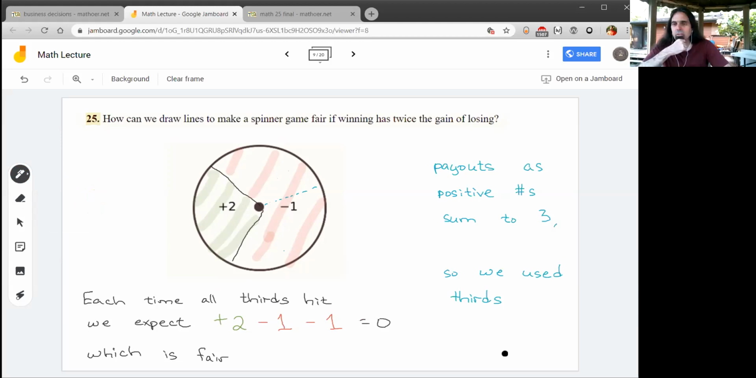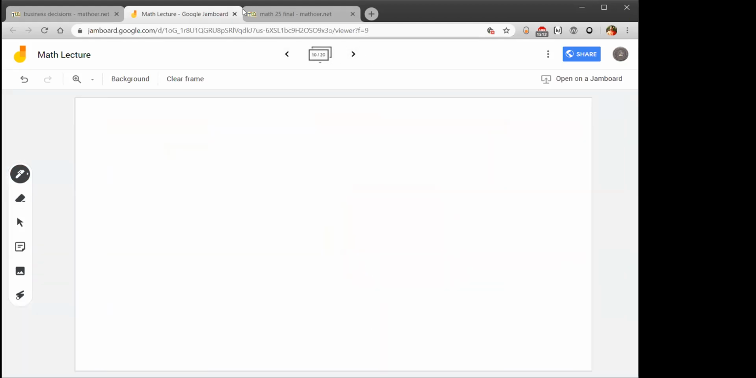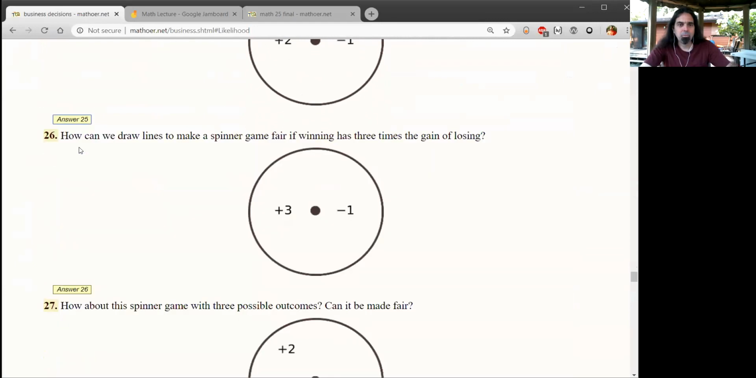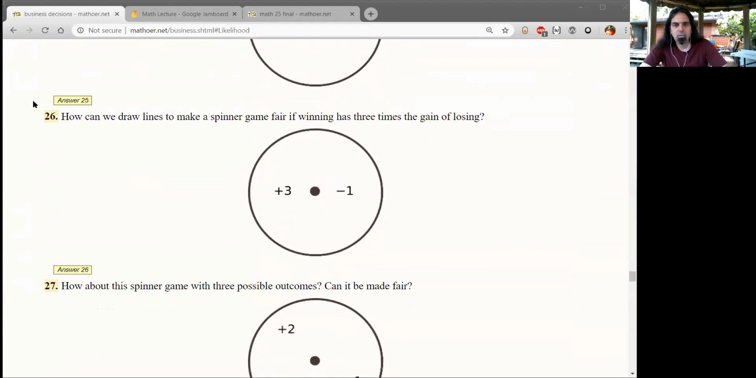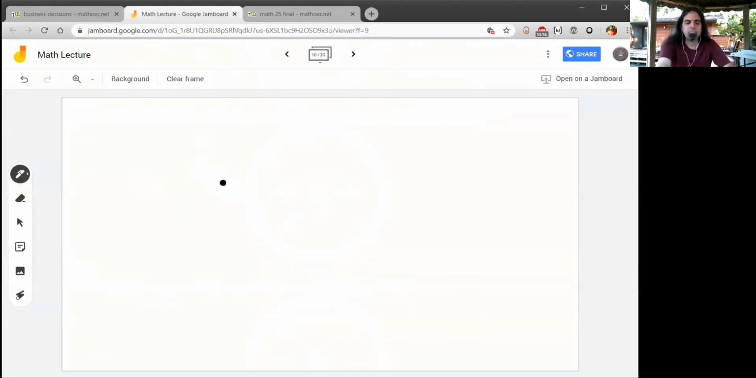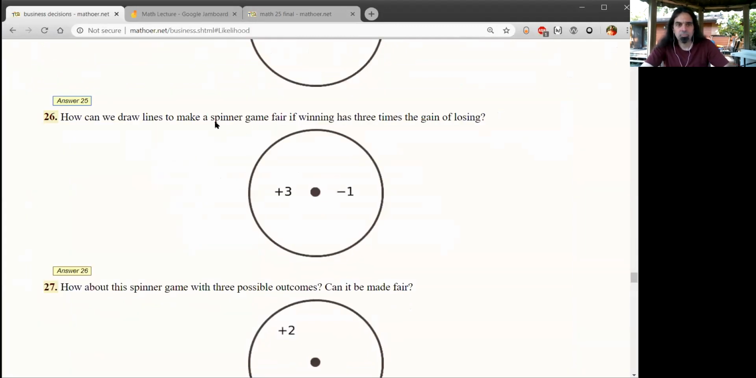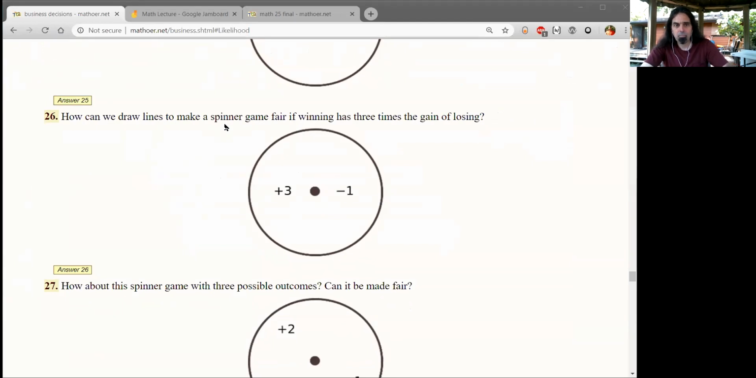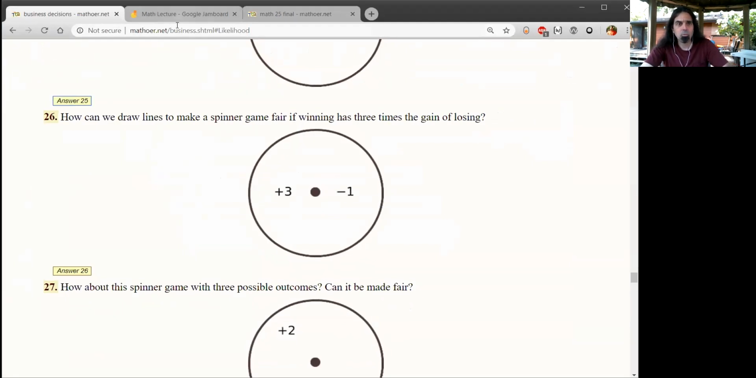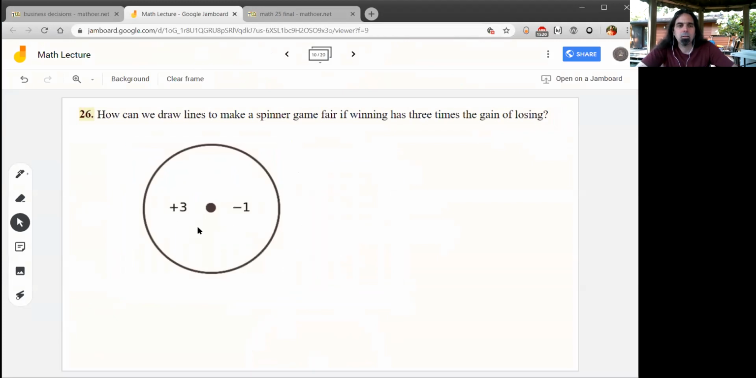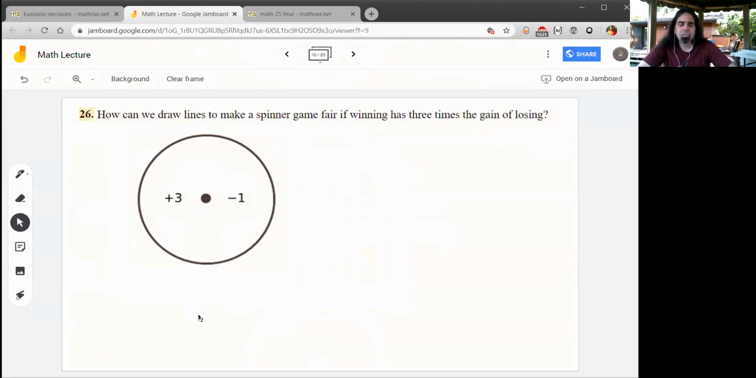Ready for the next one? It gets a little trickier. Yes. Okay. So, ta-da, there's our answer. Okay, where will we draw our lines this time?